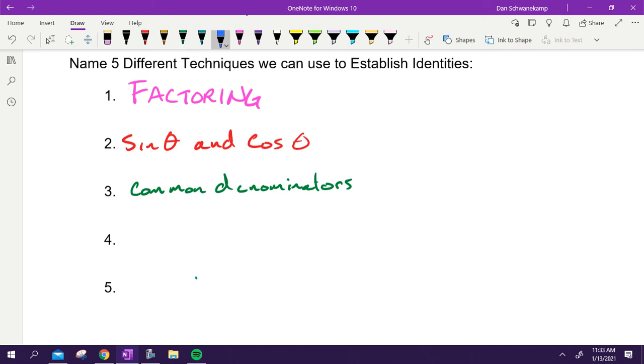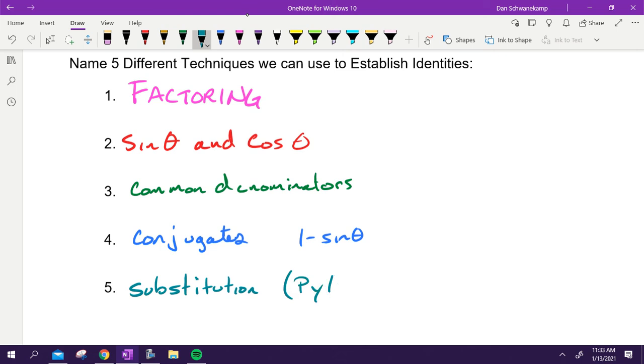Jake? Conjugates. Using conjugates. If you see, especially in a denominator, like 1 minus sine theta or 1 plus sine theta, that would be pretty helpful. Okay, rewriting stuff in terms of conjugates. Yeah, and then the last one I would say, substitution. Substituting in something, specifically our Pythagorean identities. Any of our identities would work here, but substituting in something that we know. Sine squared plus cosine squared equals 1, etc. Those would all be helpful.